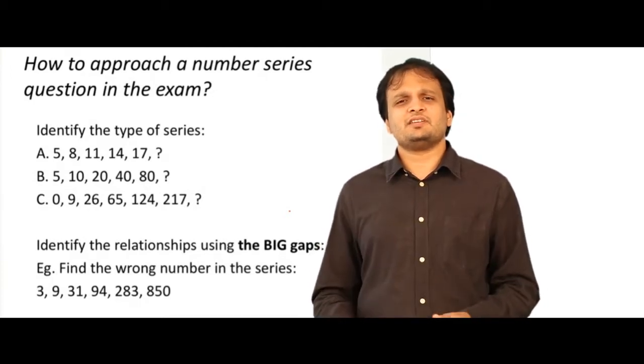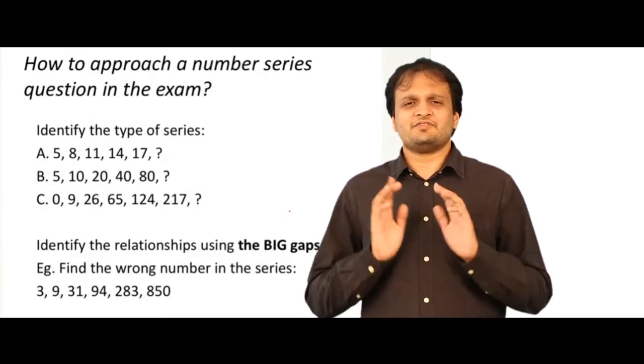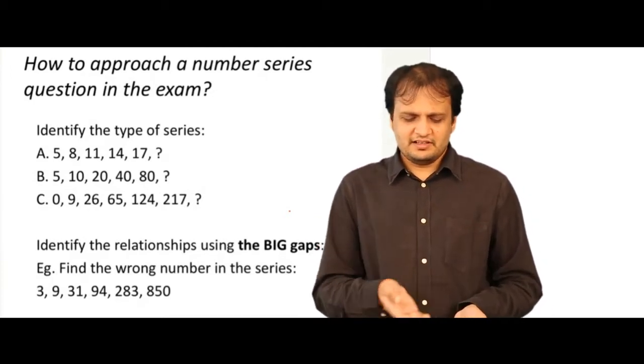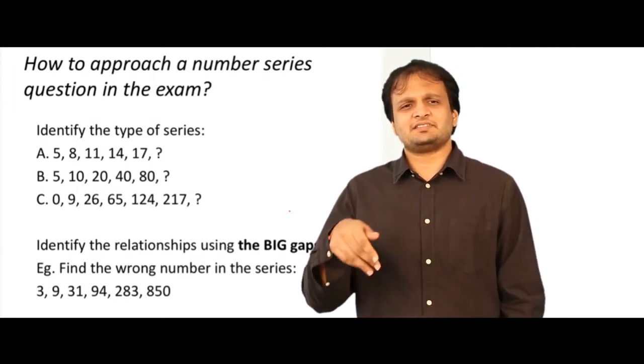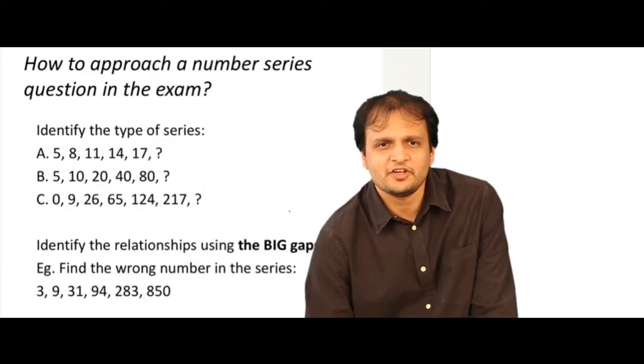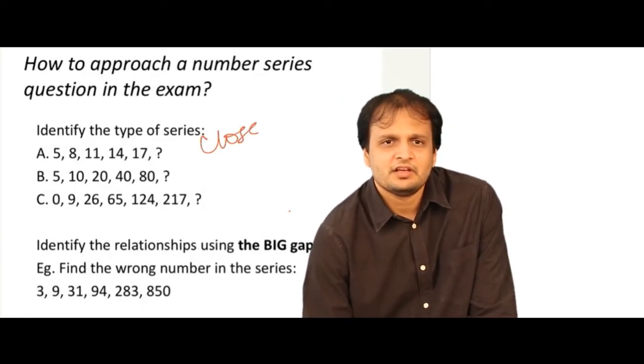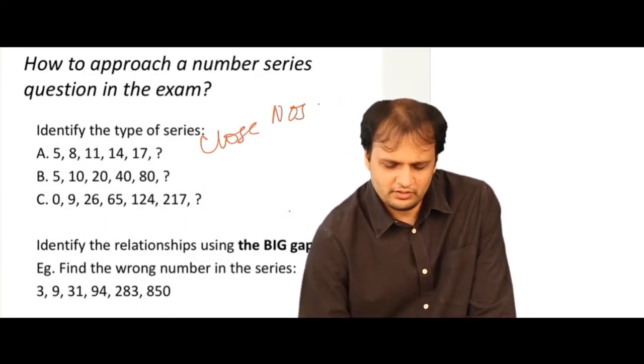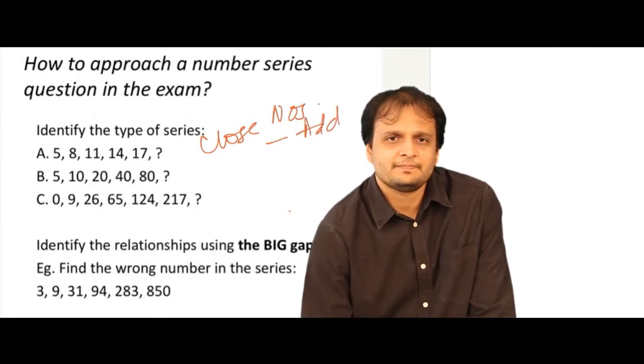If they are close to each other, always try addition and subtraction first. So this is clearly an addition series. 5 plus 3, 8, 8 plus 3, 11, 11 plus 3, 14, 14 plus 3, 17. So close numbers, what will we do? Addition. If the numbers are close to each other, it will be an addition series.